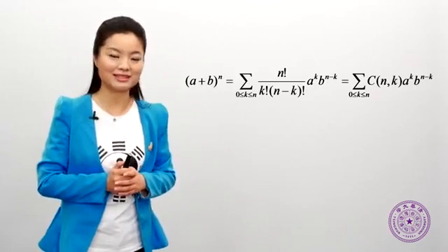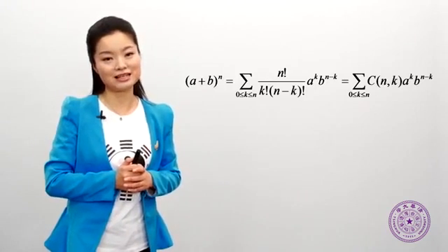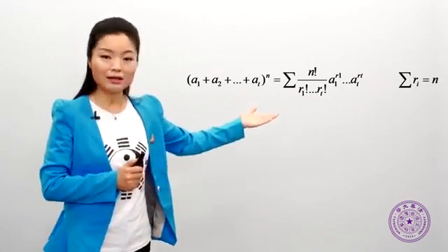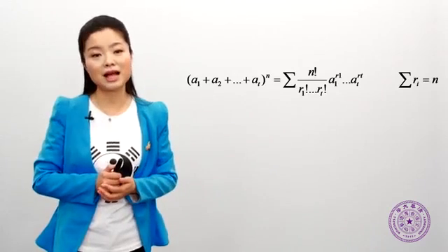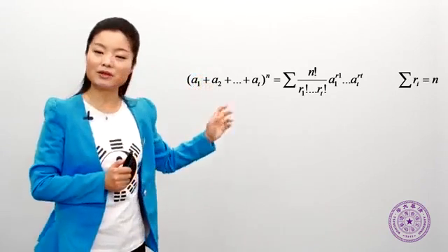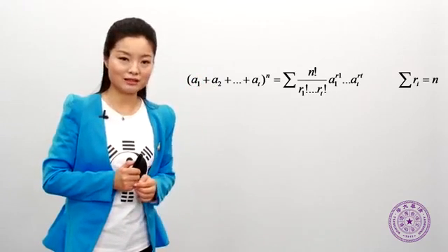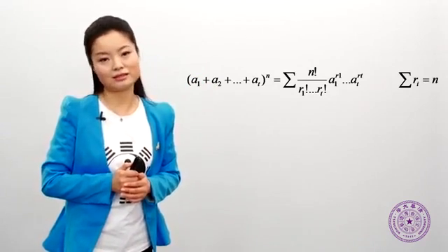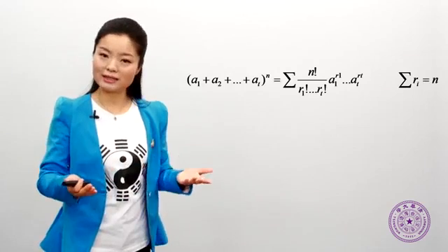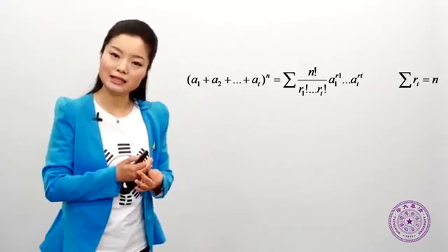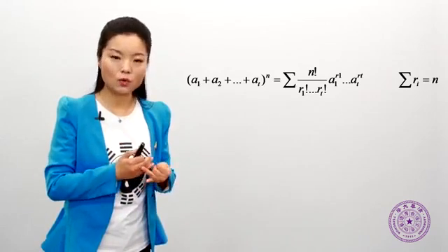Could we extend the theorem to the exponential of more than 2 terms? Maybe we could deal with (a1 plus a2 until at) to the nth power. What would its coefficients be? A term of its expansion is a1 to the r1 power times a2 to the r2 power until at to the rt power. The coefficient of this term is the number of arrangements, the permutation of r1 a1's, r2 a2's, and so on.